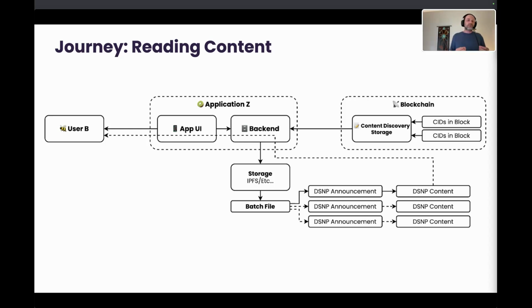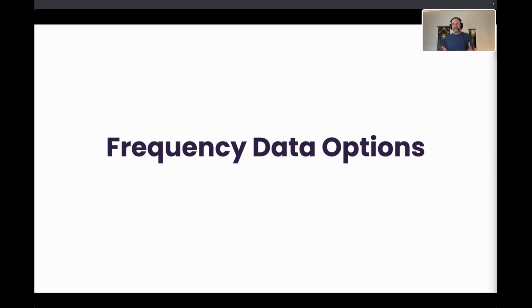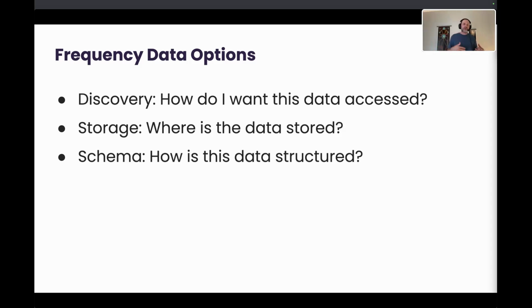And one additional piece now to look at is how does the application, the Kiwi application here, know what content to look for, know that this content is a thing. So here's where we have the different data options on frequency that we need to dig into and learn about. So first, there are these questions that everyone needs to ask, right? The discovery of data. How do I want this data accessed? This is that question of, is it time indexed? Is it user indexed? But how do we want that data to be discovered by other applications?